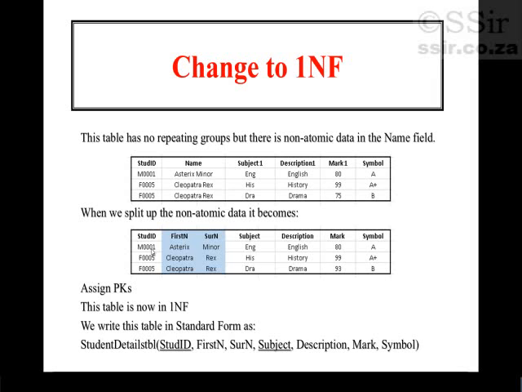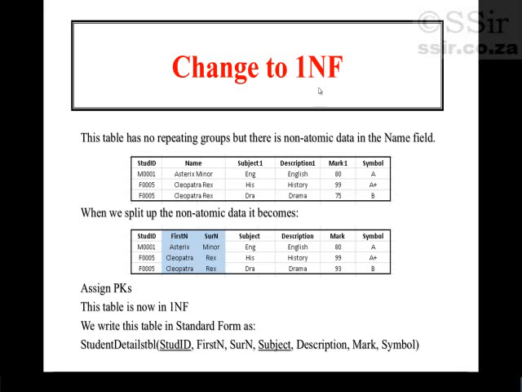So let's have a look. If I have this student ID, M0001, and the subject English, then I know that whatever mark appears has to be the English mark for asterisk minor. If I have the student ID for Cleopatra and the subject history, I get a unique value for the mark for history for Cleopatra, and the same is true for drama.